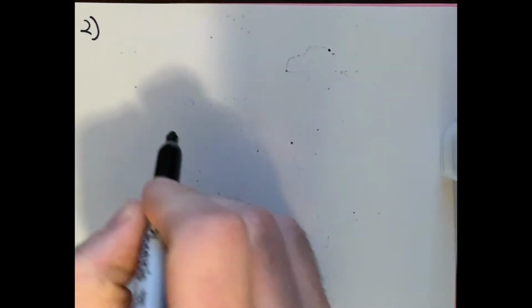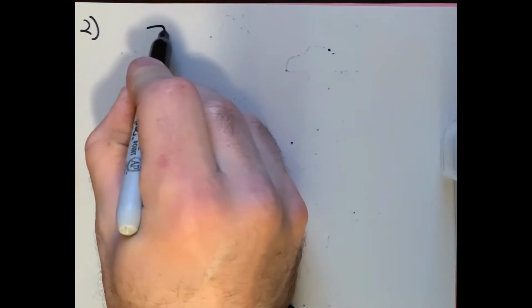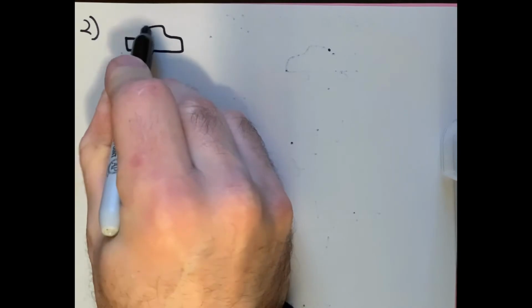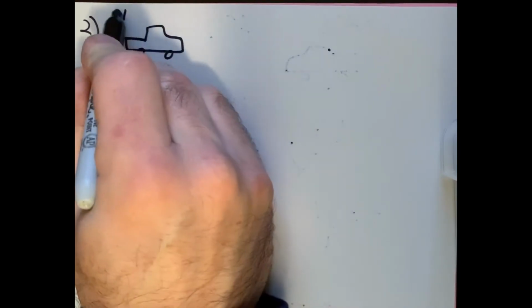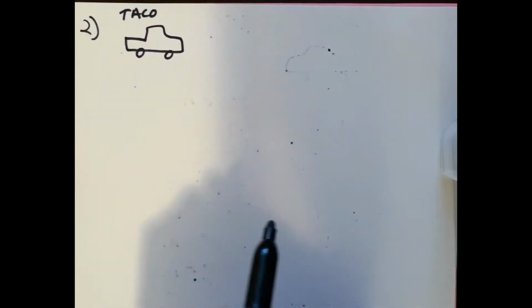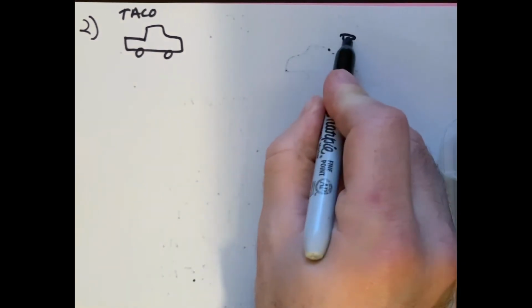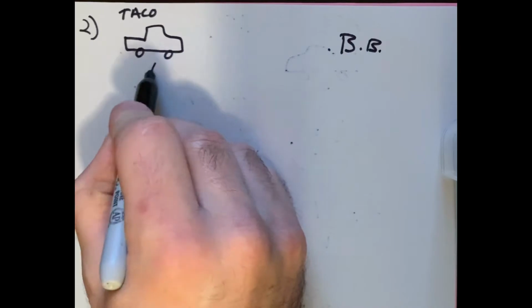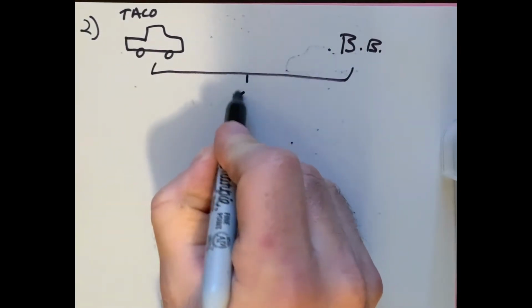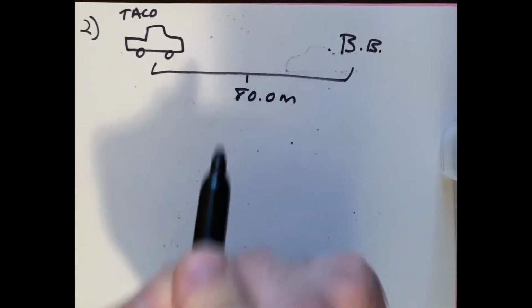Question 2. We've got In a Hurry, and he's off to buy some presents on Black Friday. And so he's going to park his new car. Let's make it a truck. Let's make it the Taco. There it is. He's going to park his car 80.0 meters away from the store. I'm going to make my store Best Buy, where I went the other day. It was a little crazy, 80.0 meters.